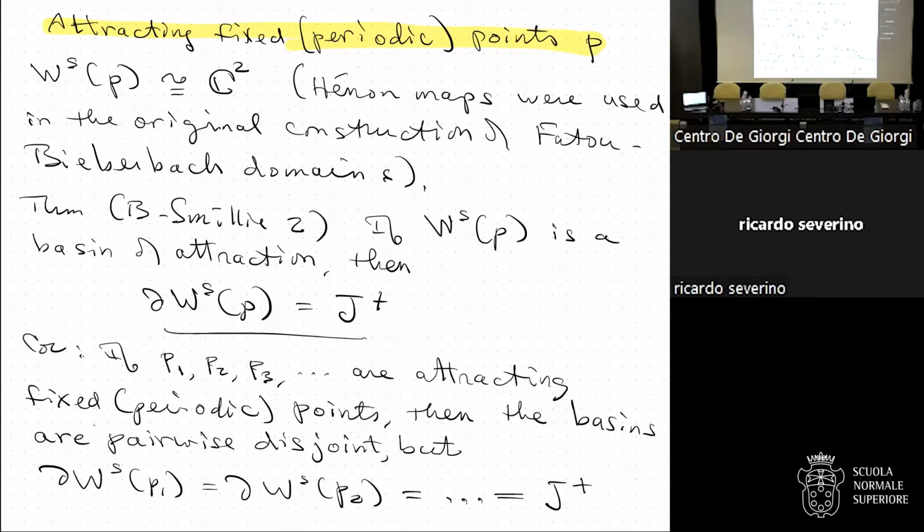It's known that you can have Henon maps with infinitely many sinks, infinitely many attracting periodic orbits. Automatically their basins have to be pairwise disjoint. But this theorem says that they all have to have the same boundary, which is J plus. So it's sort of cool. Okay, it's not beautifully laid out. It's all.